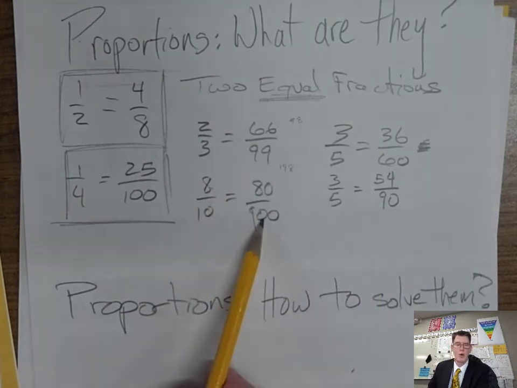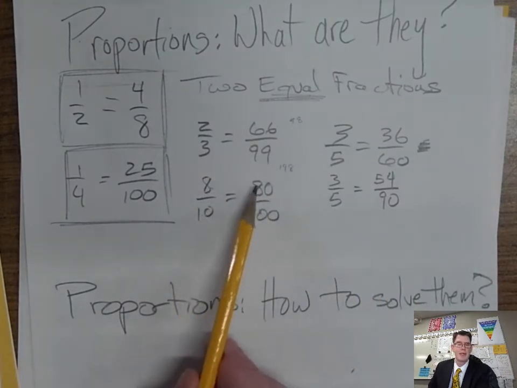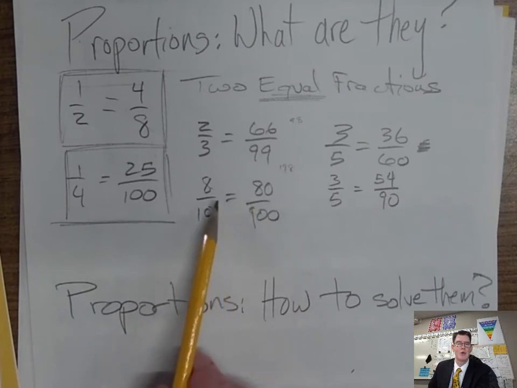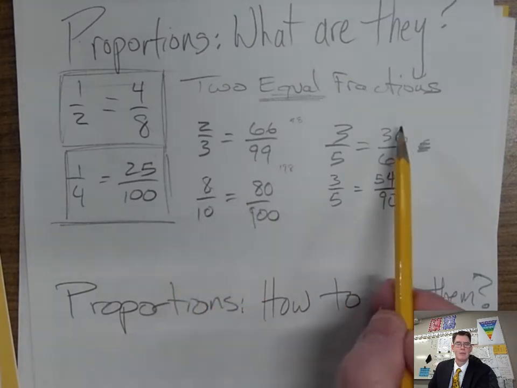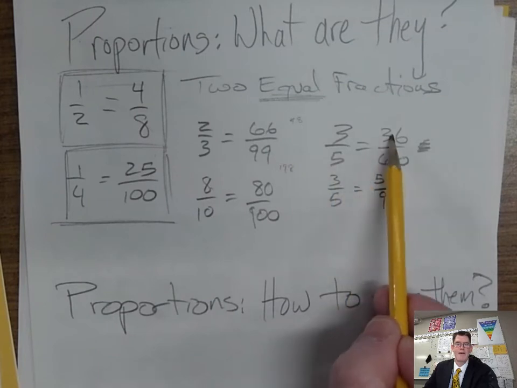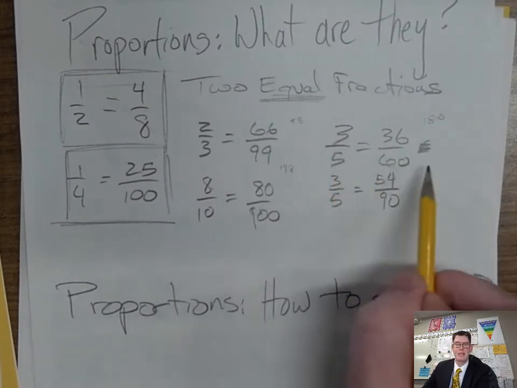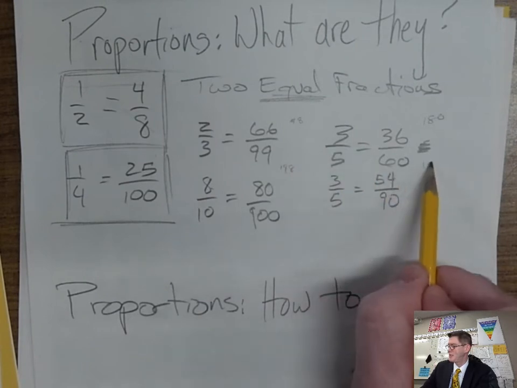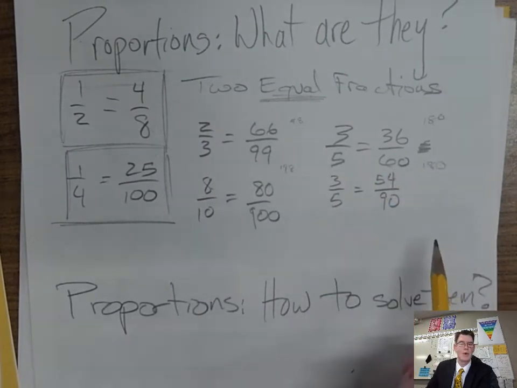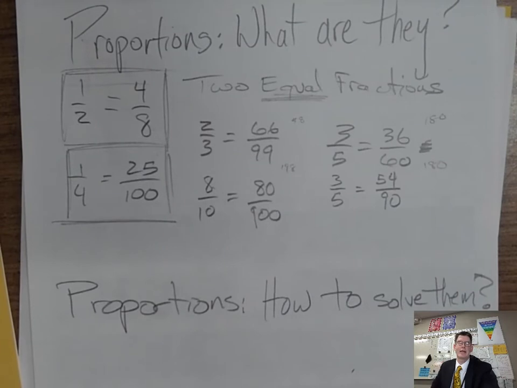8 times 100 is the exact same thing as 10 times 80. Multiplying the denominator of one with the numerator of another one. Just back and forth. 3 times 60 is 180, and 5 times 36 is 180 as well. So just one way to check and understand and see the proportions. When you have a proportion, you cross multiply, they're the same thing.